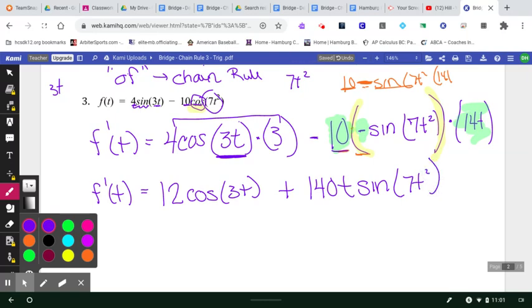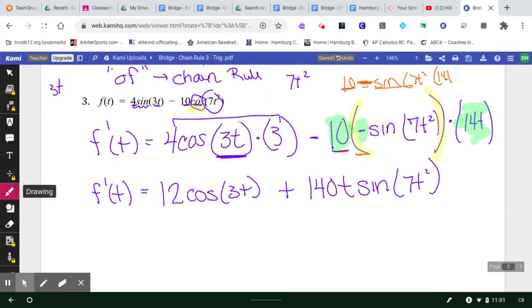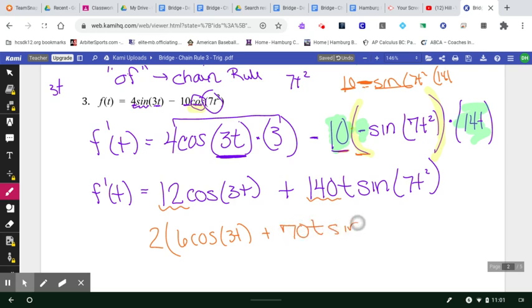Now, the only other thing they're going to do on a lot of multiple choice, again, the calculus is perfect, now it's just simple algebra cleanup. You could factor out a 2. 2 goes into both of these, so you could easily pull out a 2 as a GCF. So if I wanted to, I could say this is 6 cosine of 3t plus 70t sine of 7t squared. Okay, so they can pull out GCFs, and you'll see that on multiple choice questions a lot. Your calculus is probably right. It's just a GCF that follows.